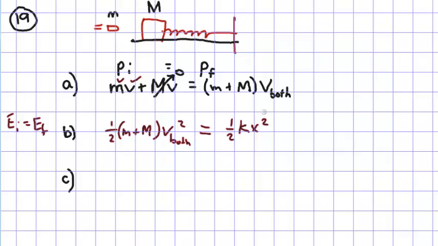So you'll need to carry your answer from part A into part B for V both. The K of the spring is given, so we know that, and the only thing we don't know in this equation is x. So here you'll solve for x. And in the last part, we're trying to figure out how much heat was generated in the collision. How much heat was there?